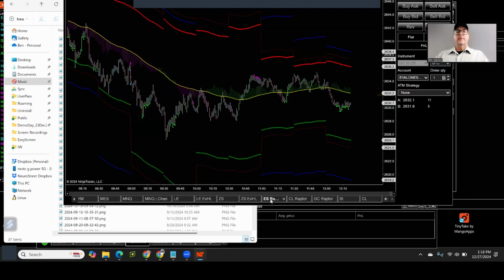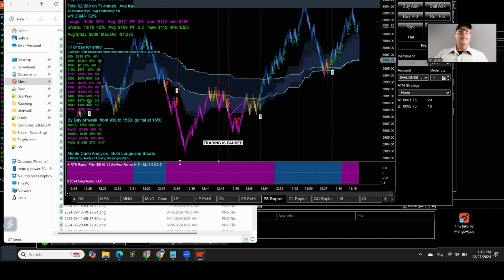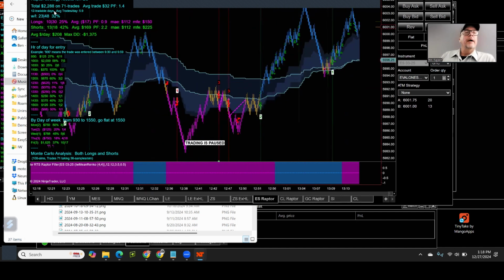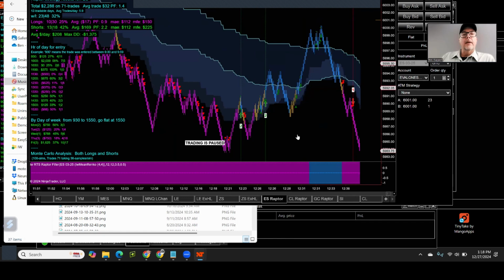Let's jump right in and do our Raptor recap. So here's Raptor for the ES. I have the historical backtester printing the results on the left side of the chart, that's the text information. Let's see what we did this morning. This is the first time I'm looking at it.